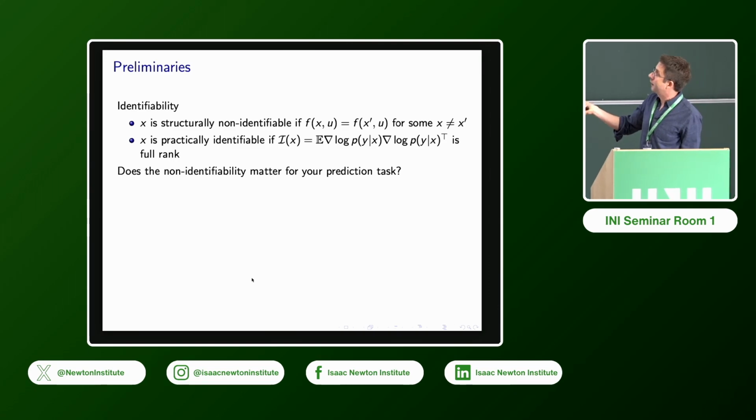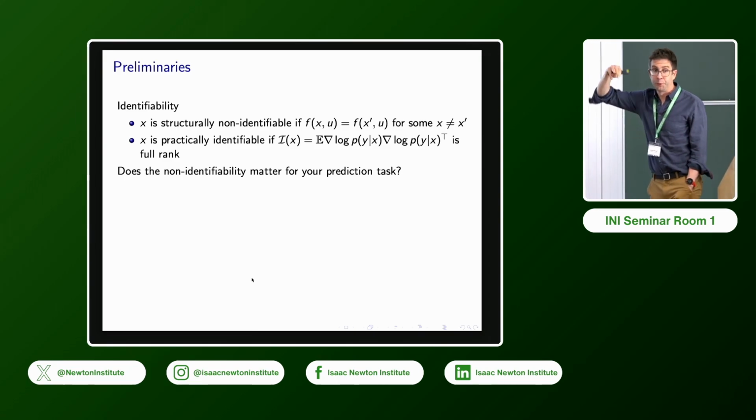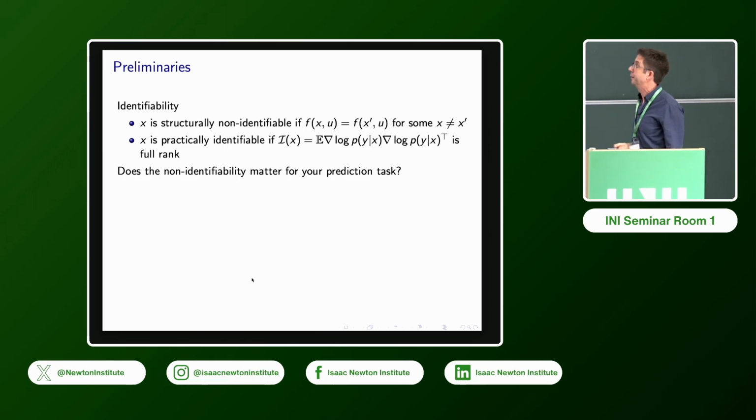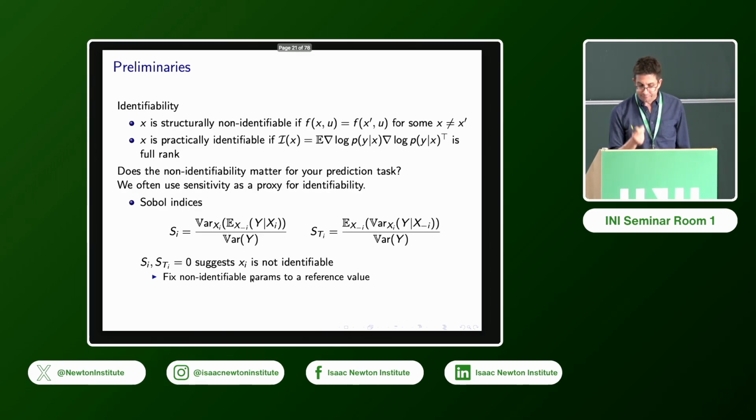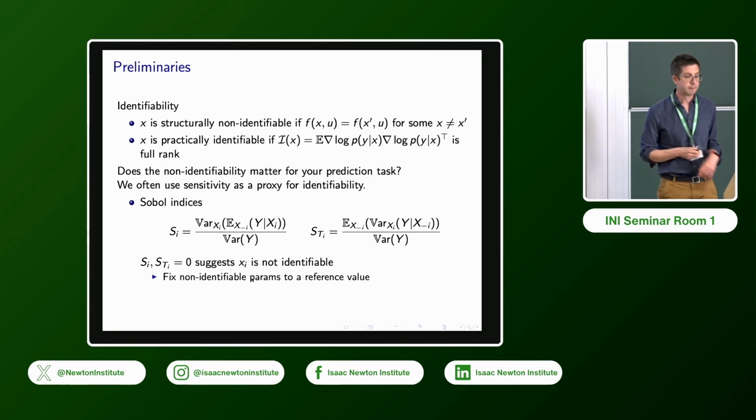People often think about practical identifiability as well. So for example, they might compute this Fisher information matrix, and as long as that's full rank, or if the diagonals of the inverse of it aren't too big, you might think you could learn about the parameters. Okay. Now that's an abstract definition of identifiability. Unfortunately, in most complex models, we can't answer these questions. We can't evaluate these things, at least not globally. So what we often do instead is use some sort of sensitivity metric as a proxy for identifiability.